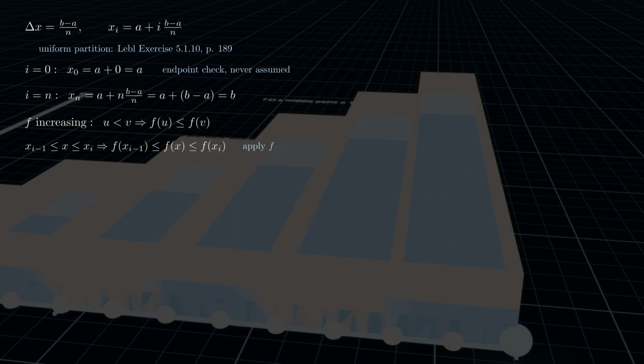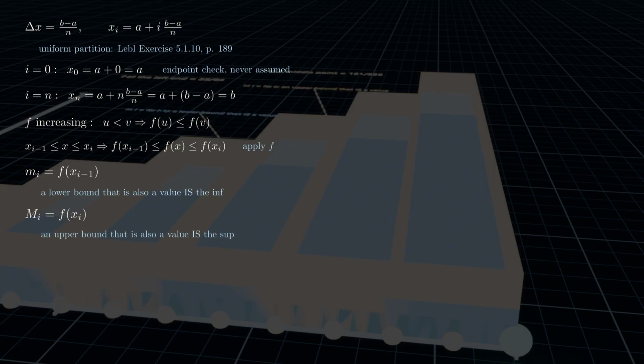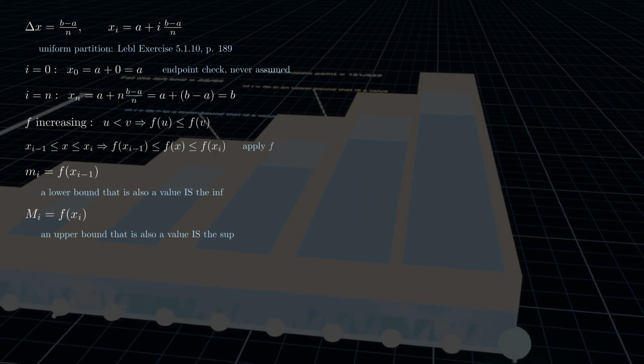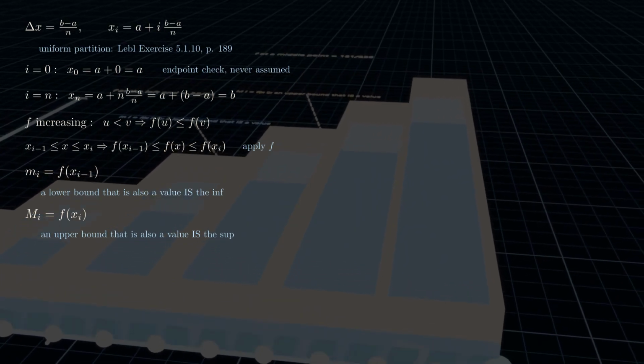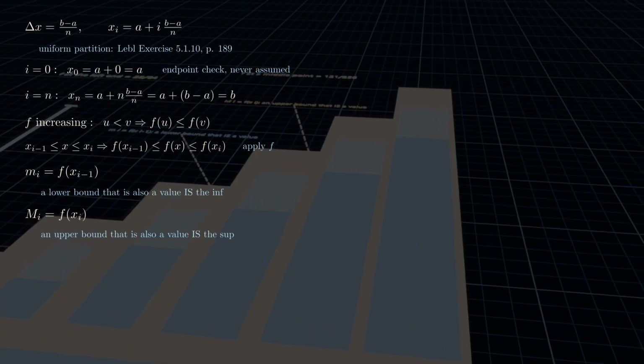So f of x_{i-1} is a lower bound for the values on that strip, and it is itself one of them, taken at the left endpoint. A lower bound that is also a member is the infimum. So little m_i is f of x_{i-1}. Same at the other end. f of x_i is an upper bound and is one of the values. So big M_i is f of x_i. So on a rising curve, the shortest rectangle takes its height at the left edge, the tallest at the right.